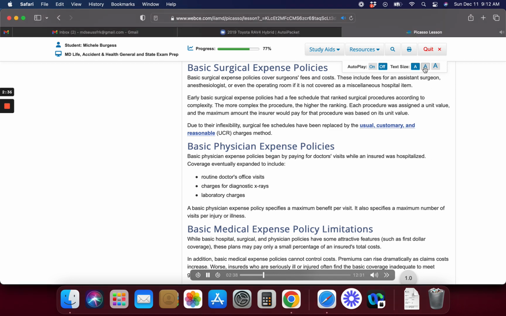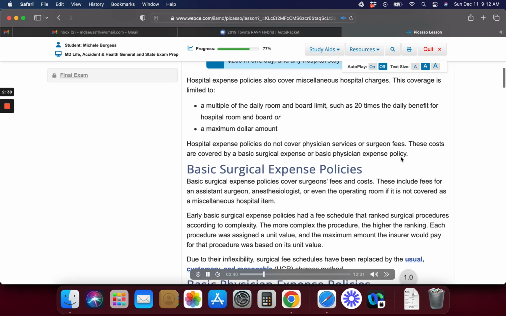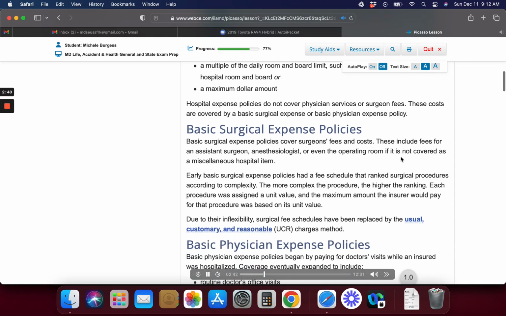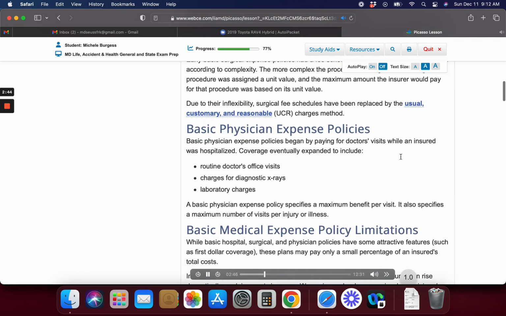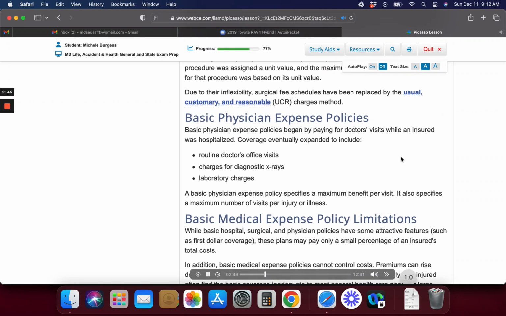Each procedure was assigned a unit value, and the maximum amount the insurer would pay for that procedure was based on its unit value. Due to their inflexibility, surgical fee schedules have been replaced by the usual, customary, and reasonable, UCR, charges method. Basic physician expense policies.